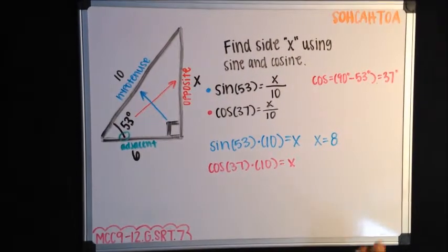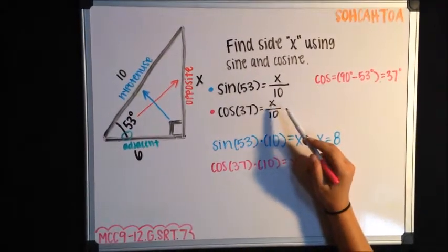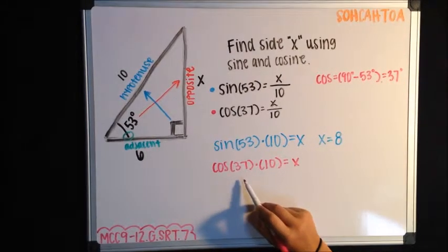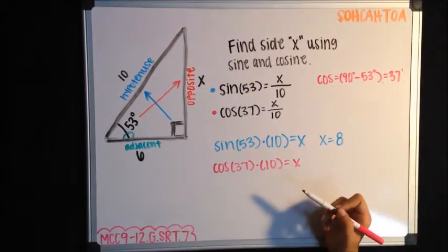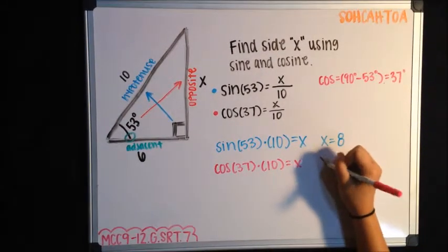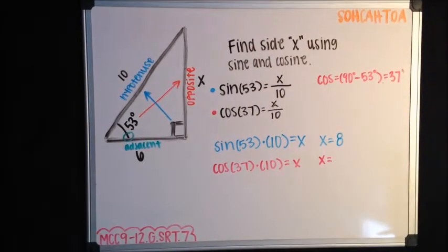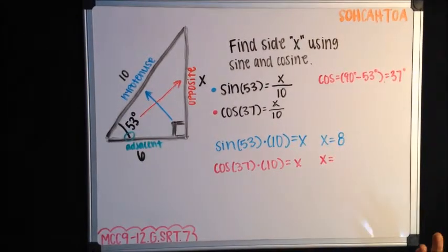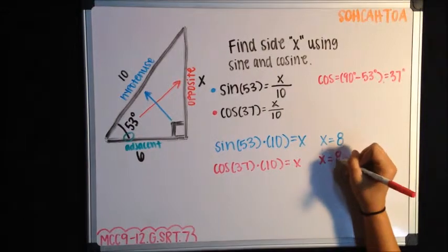For the work of cosine, x is also up high. So we multiply the cosine of 37 times 10 equals x. You will again get 7.98 something, and again, I want you to round to the nearest whole number. So this answer will be 8 as well.